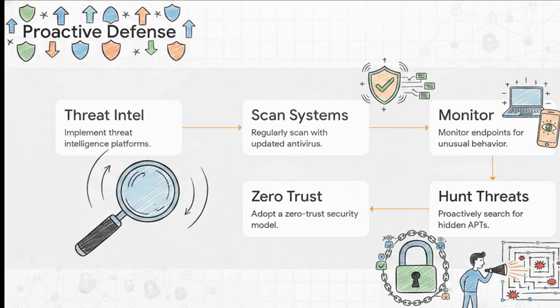They need rigorous scanning and continuous monitoring of endpoint devices, like employee laptops and phones, for literally any unusual behavior. They have to conduct proactive threat hunting, actively searching their own networks for those hidden, long-term, advanced persistent threats. And ultimately, it requires adopting a zero-trust security model. Zero trust means exactly what it sounds like. Trust no one, verify everyone and every single device every single time they request access to data.